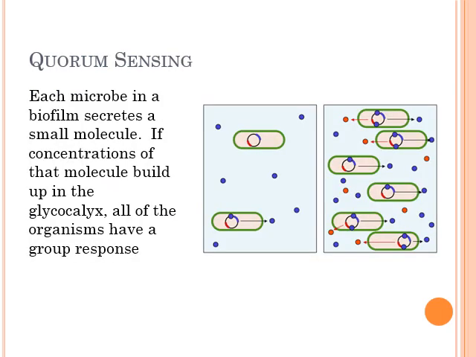With quorum sensing, each and every one of those little bacteria are beginning to secrete some small molecule. Over time, the more organisms there are, the more of those molecules build up. When the molecules build up to a certain level, it enables a group response. You've probably experienced quorum sensing when you've gotten sick.